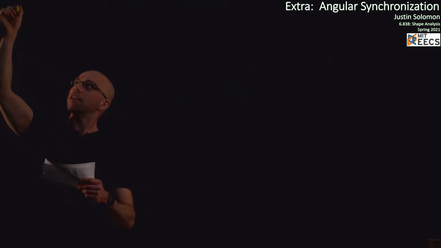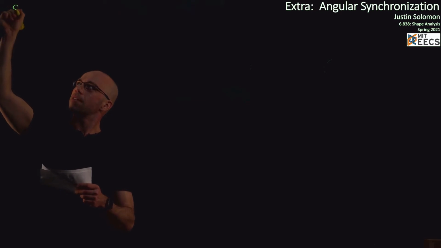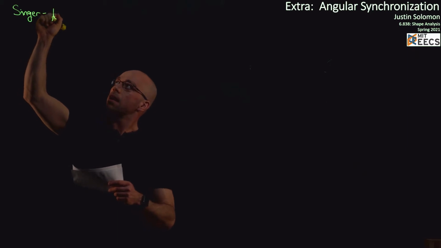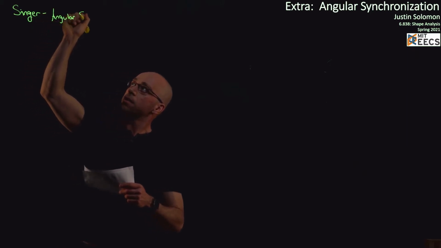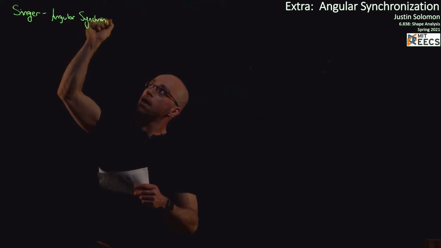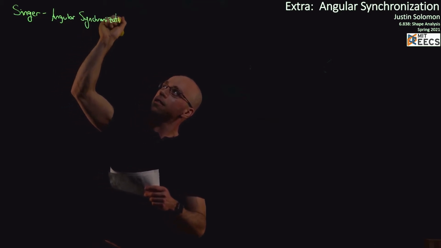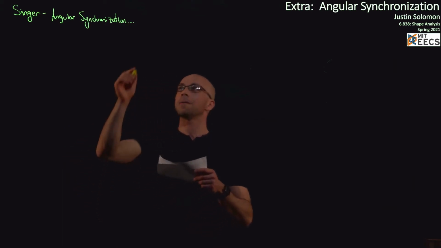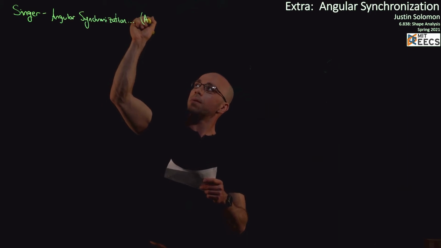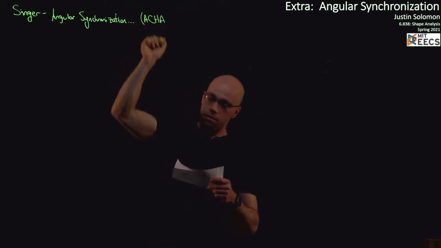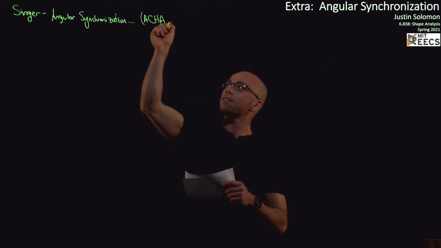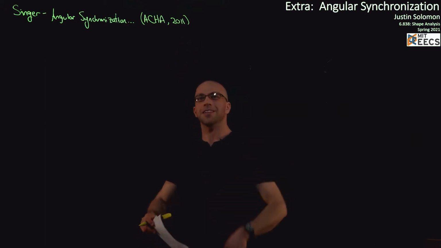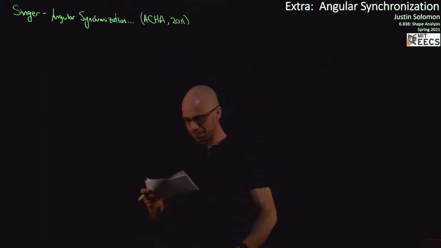In case you're curious, the paper that we'll be going from is by Amit Singer, S-I-N-G-E-R. It's on angular synchronization. I think the whole title is like angular synchronization with eigenvectors and semi-definite programming. And this was in the Applied and Computational Harmonic Analysis journal around 2011. There are actually a few different versions of this paper floating around with different years attached to them, but I think 2011 is the official one.